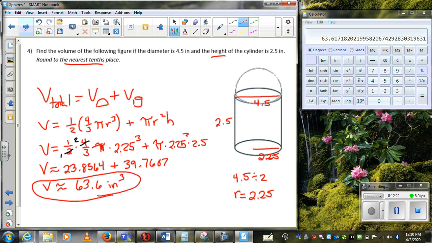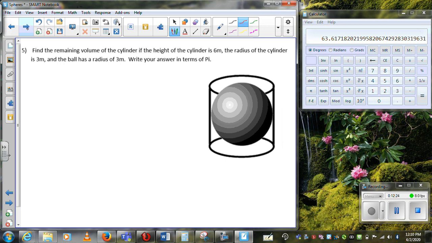All right, we have one last problem here. Let's check out this one. So we have a sphere that actually fits inside of this cylinder here. And it says find the remaining volume of the cylinder. So it's basically like we're putting a ball inside of a cylinder. And now there's all this empty space here. We got to find the volume of that.